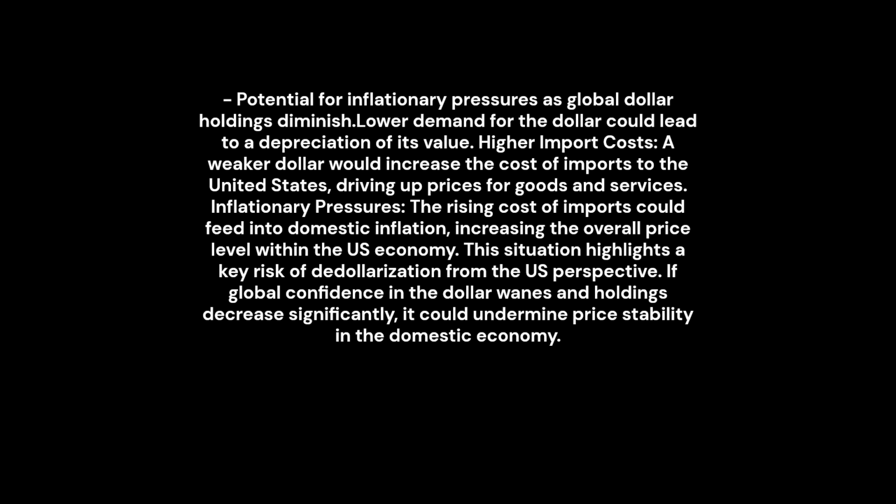As global dollar holdings diminish, lower demand for the dollar could lead to a depreciation of its value. Higher import costs. A weaker dollar would increase the cost of imports to the United States, driving up prices for goods and services. Inflationary pressures. The rising cost of imports could feed into domestic inflation, increasing the overall price level within the U.S. economy. This situation highlights a key risk of de-dollarization from the U.S. perspective. If global confidence in the dollar wanes and holdings decrease significantly, it could undermine price stability in the domestic economy.